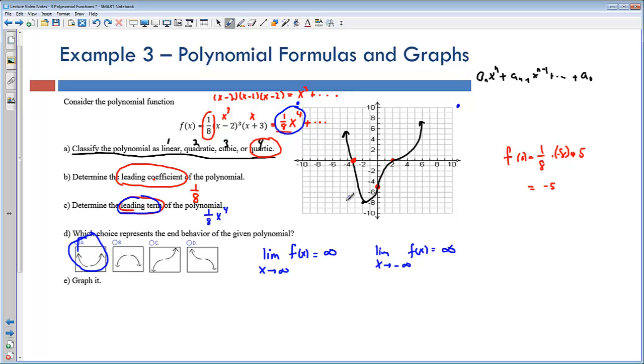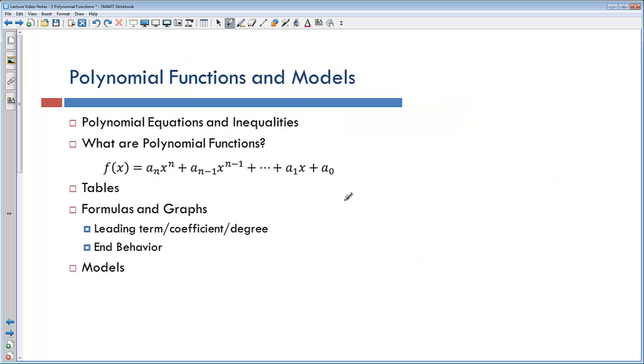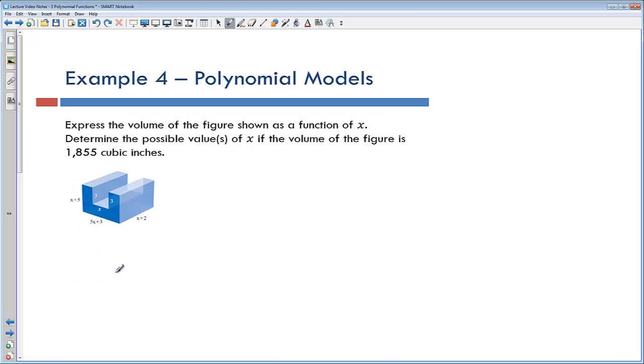All right, so let's move on, and let's talk about modeling. And so modeling with polynomials, it's kind of fun because now we get to do volume, basically, right? So we did perimeter, we've done area, and now we get to do volume. So remember, to find the volume of a rectangular box, it's just length times width times height.